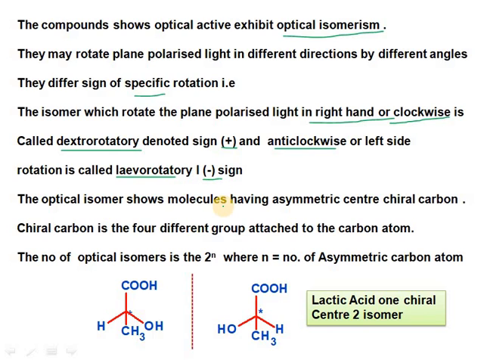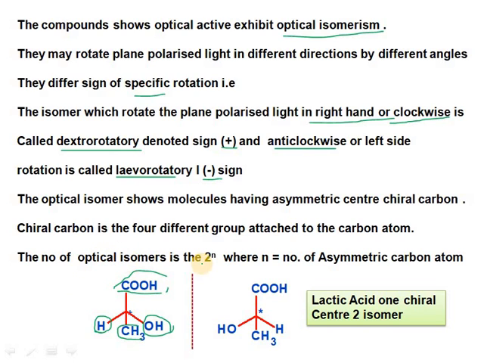Optical isomers show molecules having the same asymmetric center or chiral carbon. Chiral carbon is the carbon that has four different groups attached. This is called a chiral carbon, and this is a chiral compound, shown with a star. These are four different groups: one is carboxyl, second is hydroxyl, third is methyl, and fourth is hydrogen. So the four different groups attached to this carbon make it a chiral carbon.